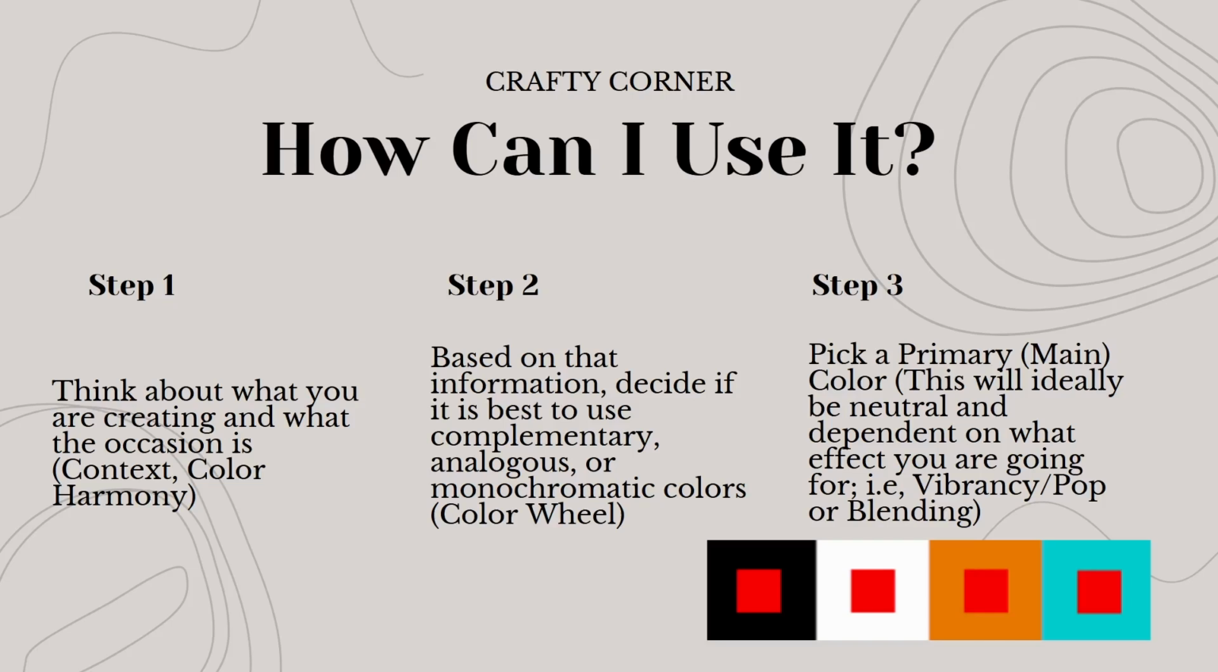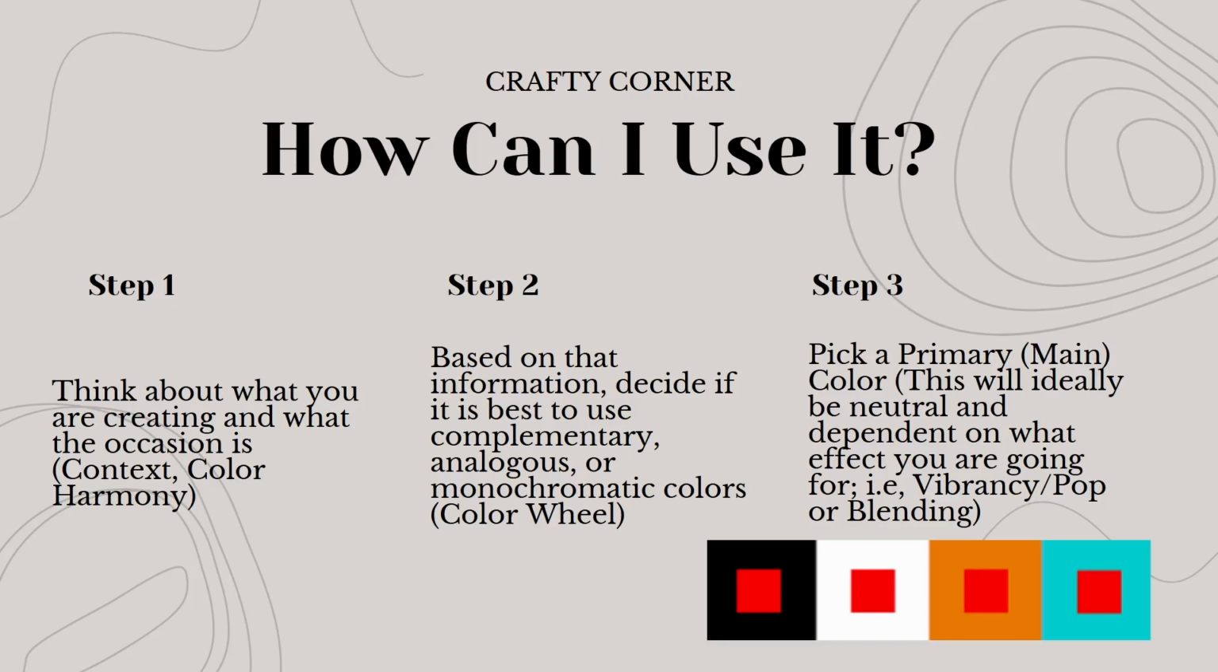Step 2 is going to be, based on that information, deciding if it's best to use complementary, analogous, or monochromatic colors. This isn't necessarily a straightforward deal, because at this point you just have a list of objectives, so you might want to play around on the color wheel for a little bit to figure out different color combinations that work or don't work. From there, you should have likely a palette or an idea of some colors on a palette.